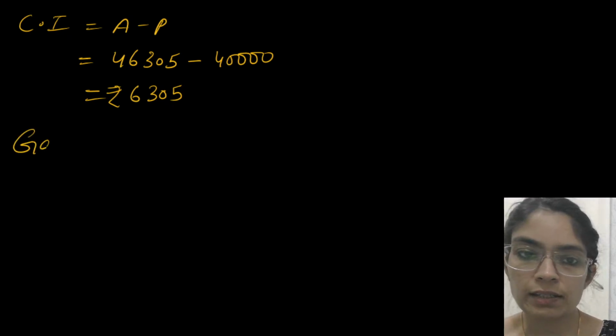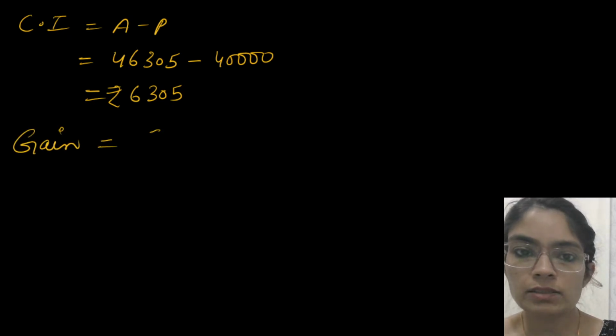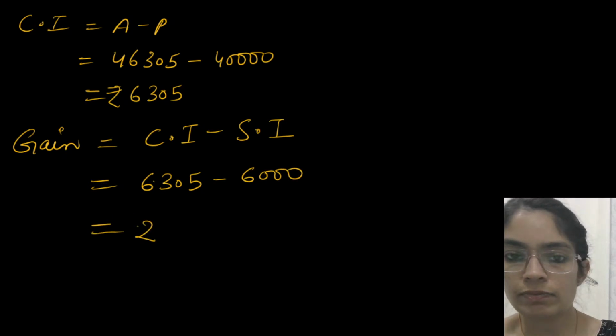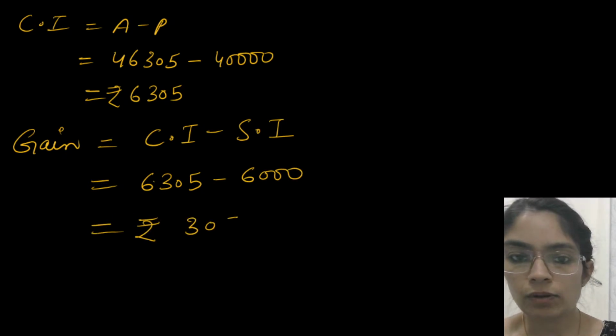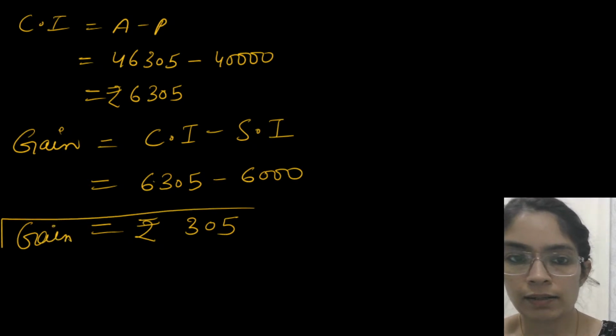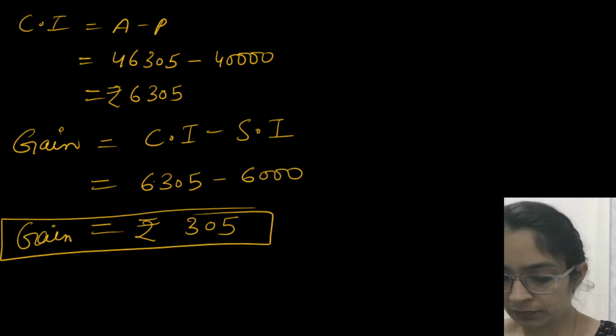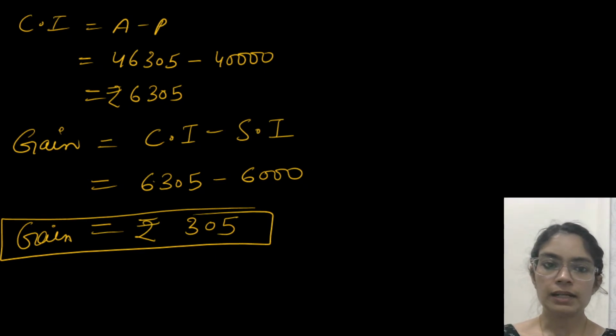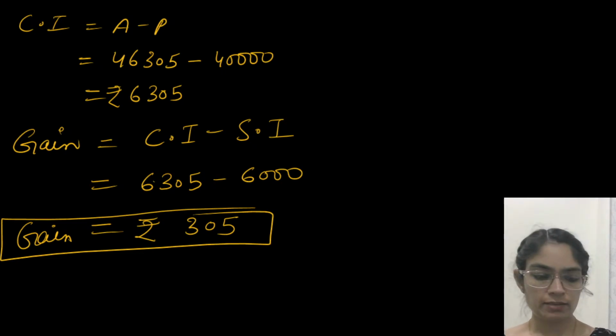So we have to find the gain. Gain is compound interest minus simple interest. Compound interest is 6,305. Simple interest is 6,000. At the starting itself we found simple interest, and 305 is the gain. Gain is equal to 305. So the correct answer was given by the maximum of you. Okay, so this was the last question of today's class.